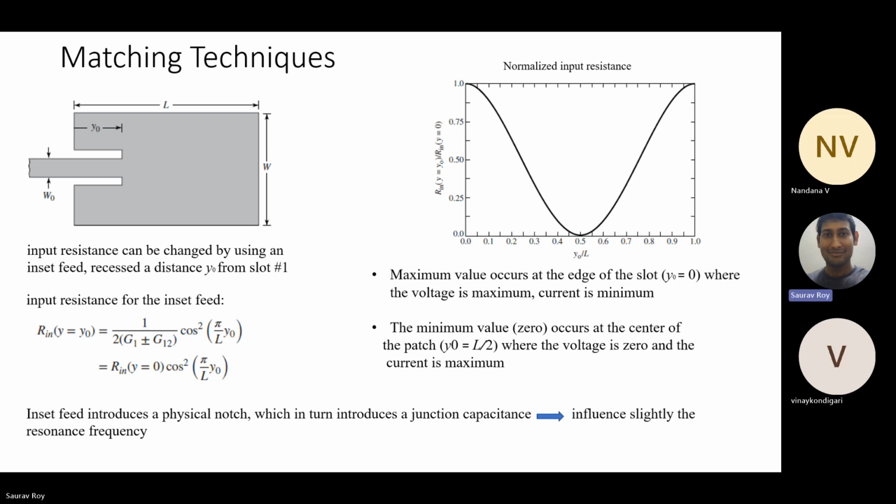Now from this formula, we can actually calculate at what point y equals y naught, such that the R in at y equals y naught should be 50 ohm. From this formula, we can calculate that. Why is it required? Because at y equals 0, 1 by 2 G1 plus minus G12 is not 50 ohm. If it is not 50 ohm, how can we match it? We can go inside this antenna and balance it so that it becomes 50 ohm. That is the condition of inset feed.